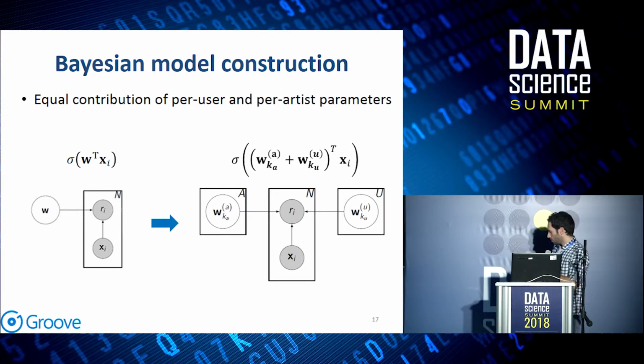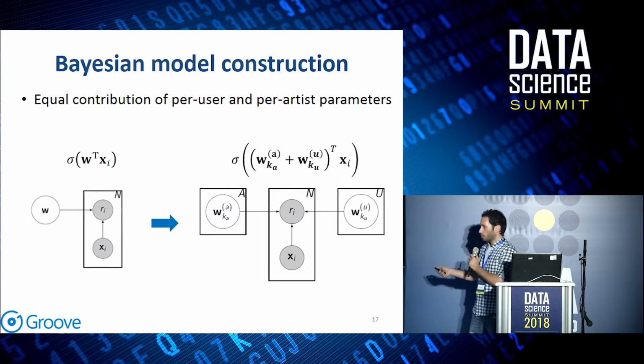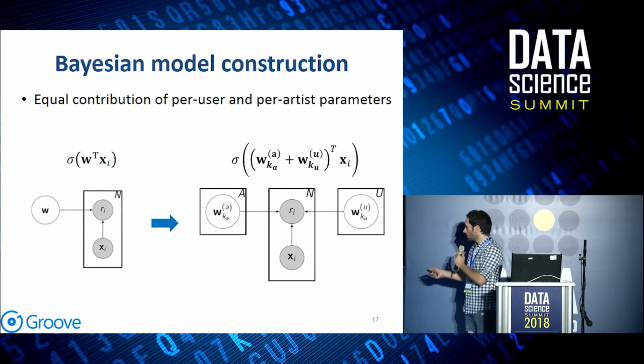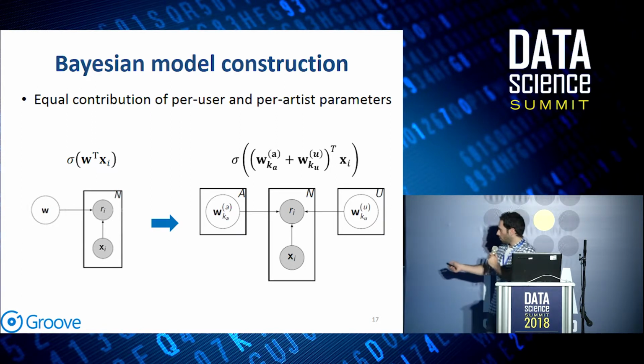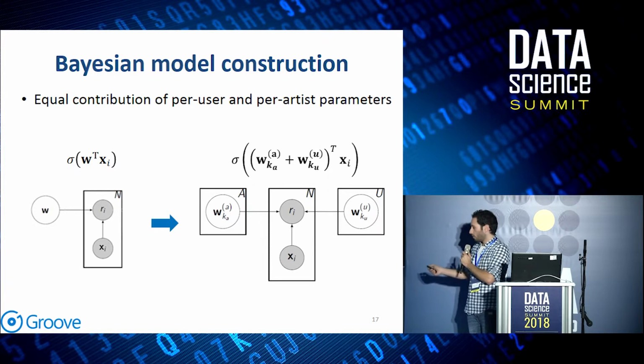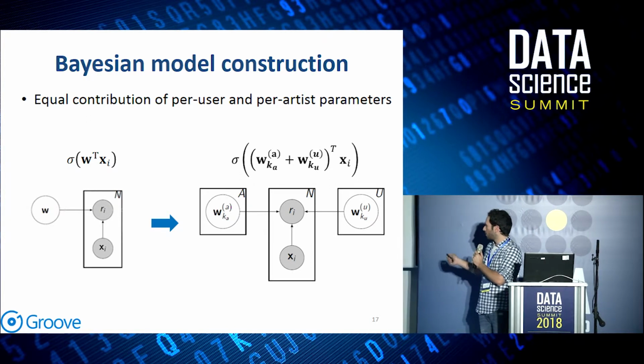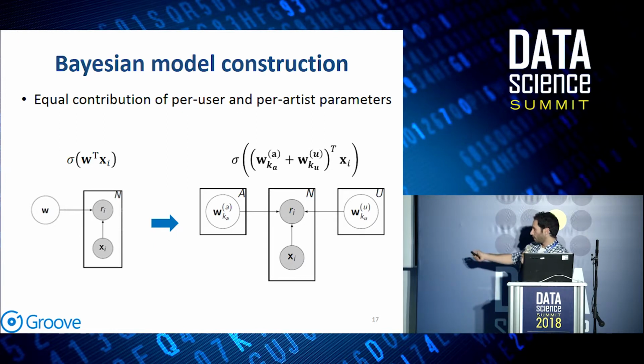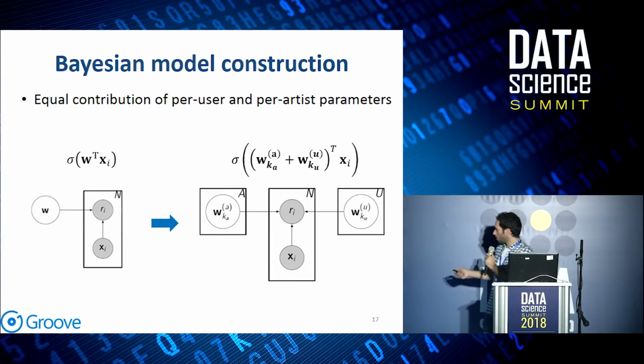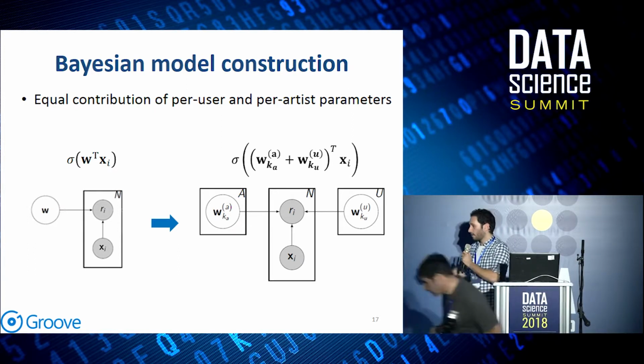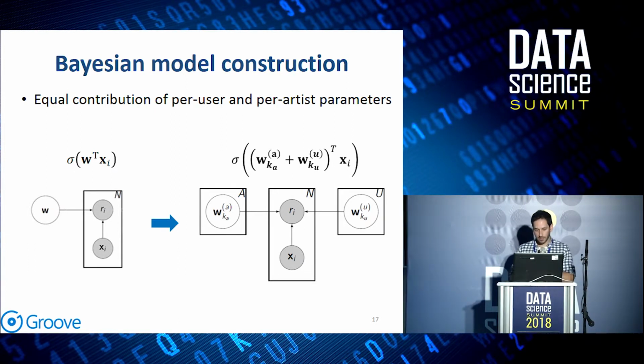So the first step in our model is that instead of only looking at this global W parameter vector that we're trying to optimize, we're going to split this vector into two families of vectors. One is going to be a set for the different artists in our data set, and the other is going to be for the different users in our data set. And instead of modeling this as the simple linear logistic regression, we're going to treat these as additive components in the model. This has the effect of essentially equally contributing information from the user and from the artist to predict this assignment.